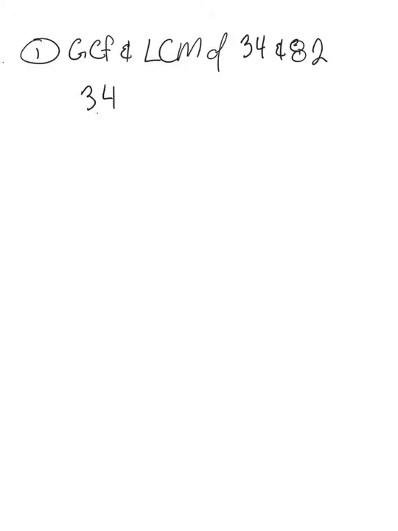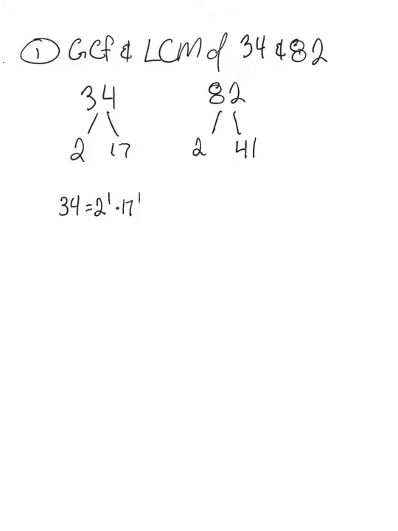If we're given 34, 34 can be divided into 2 and 17. And that's as far as it can be divided, because 17 is prime and 2 is prime. But if we have 82, it can be divided into 2 and 41, which is also prime. 41 is prime, so you can't reduce it anymore into two separate factors. So if we look at this, 34 equals 2 to the 1 times 17 to the 1, and 82 equals 2 to the 1 times 41 to the 1.